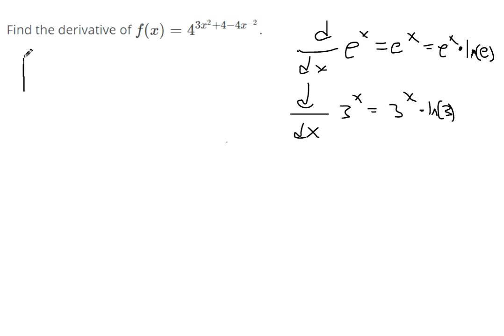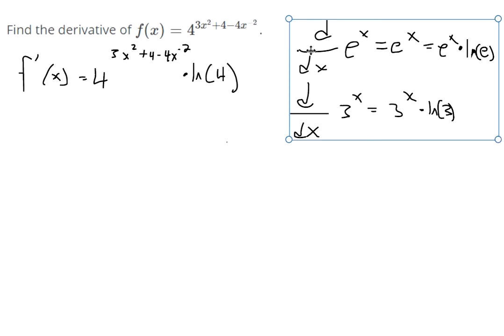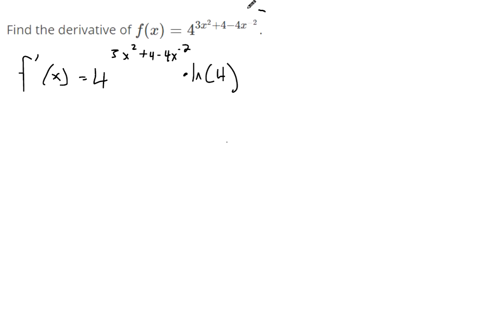So here, this derivative of an exponential function is itself times the natural log of the base. But we can't forget our old buddy, the chain rule, right? I took a derivative of the outermost function, the exponential function. Now there's something inner.